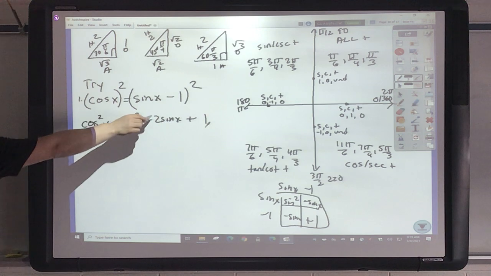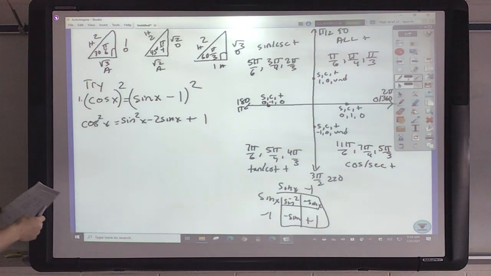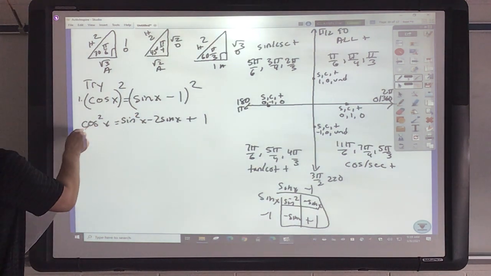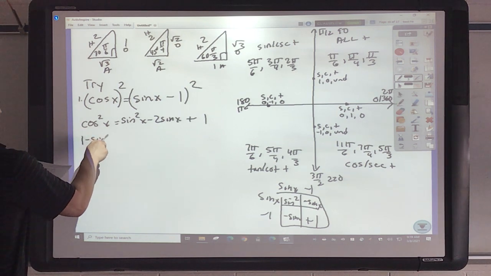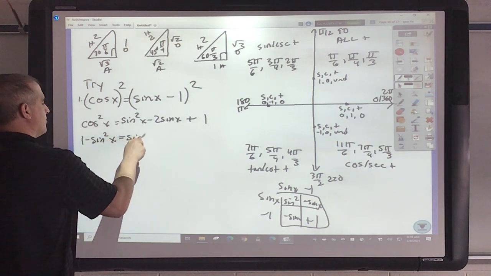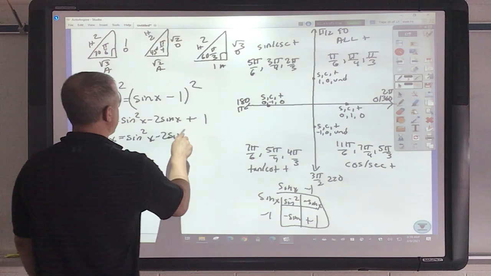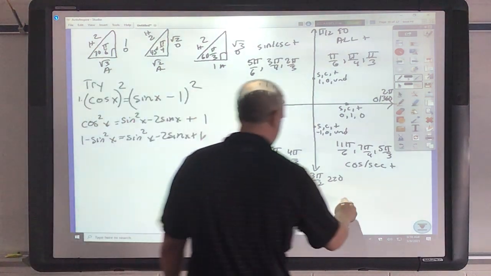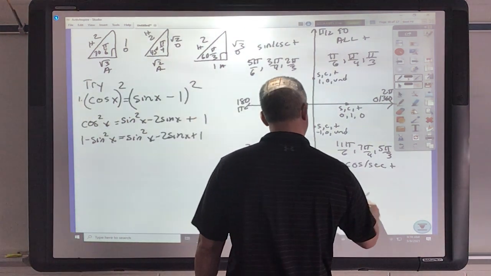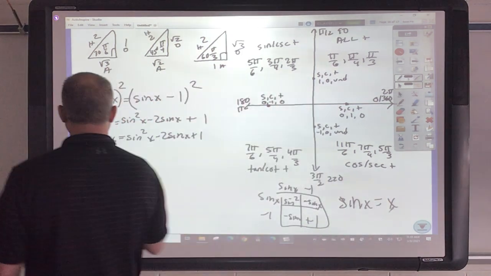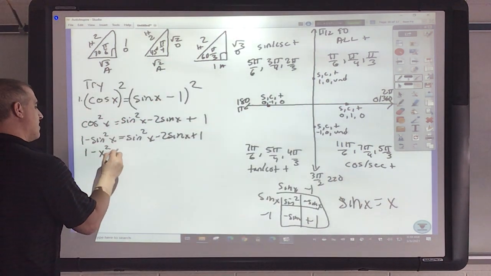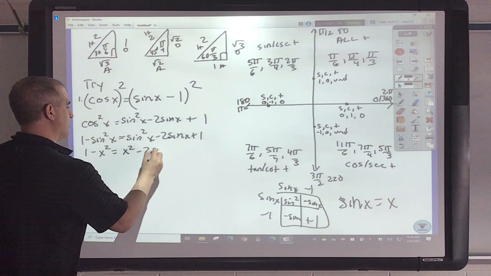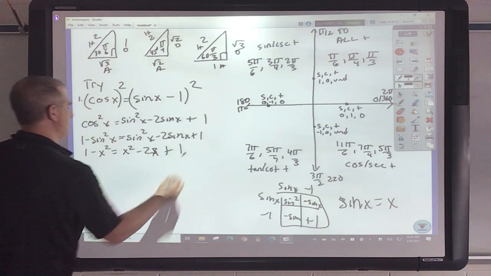Now, since I got this little side here, I probably want to sub that out. So what we know is that this is going to be equal to 1 minus sine squared of x. So sine squared of x minus 2 sine of x plus 1. I'm going to say sine of x is equaling x, so we'll make this easy. So 1 minus x squared equals x squared minus 2x plus 1.